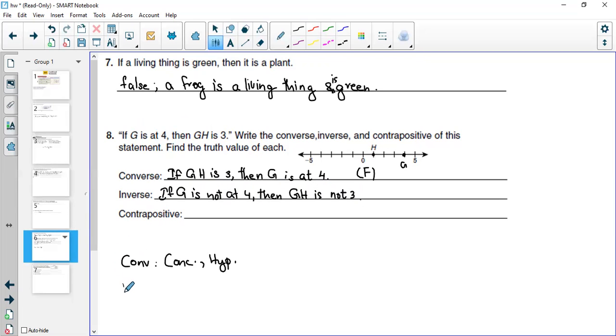So when you're writing the inverse, just add the word not in the sentence in 2 places. In the hypothesis as well as the conclusion, you will add not in both the places. So if G is not at 4, then GH is not 3. Do you think if G is not at 4, GH is not going to be 3? Again, this statement is a false statement.